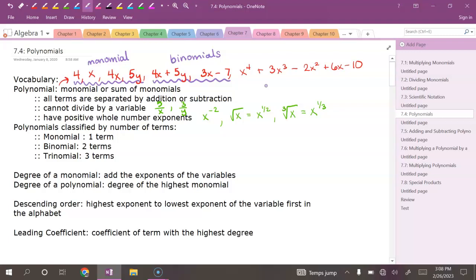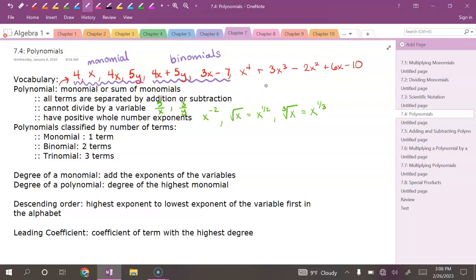Now we're going to start talking also about the degree of these polynomials, and sometimes we'll have to look at the degree of the individual monomials that make it up. Sometimes we'll have to look at just one of the terms at the start of the problem to figure out what the degree of the polynomial would be. So the degree of a monomial would be the added up value of your exponents.